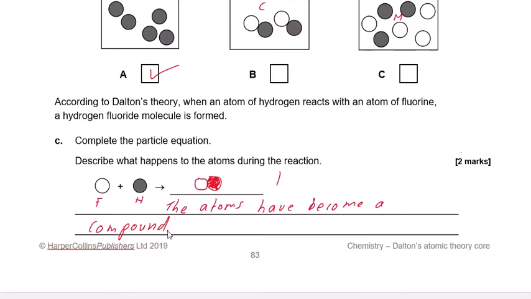Now if you use words like compound, okay, these are the scientific words. When your papers are getting marked, if you're using these kind of words, you are more likely to get the marks. It's easier for you to explain something using scientific words.